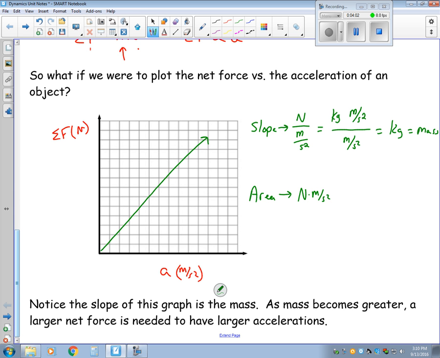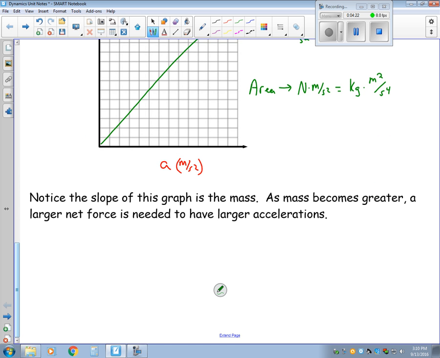Area would have newton times a meter per second squared. So that would be, I think, a kilogram times a meter squared per second fourth. I can't think of anything that's useful for. So area, in this case, probably doesn't have any significance. So, once again, notice that the slope of this graph is mass. As mass becomes greater, a larger net force is needed to have a larger acceleration. And that just goes back to the fact that acceleration and net force are directly proportional.